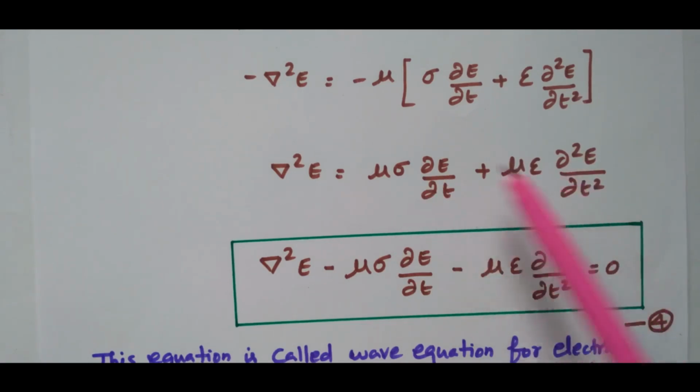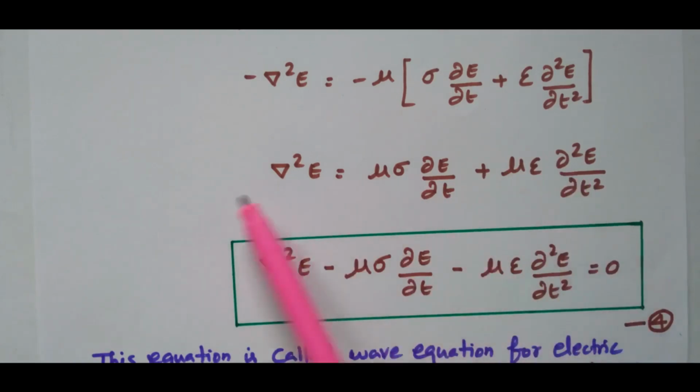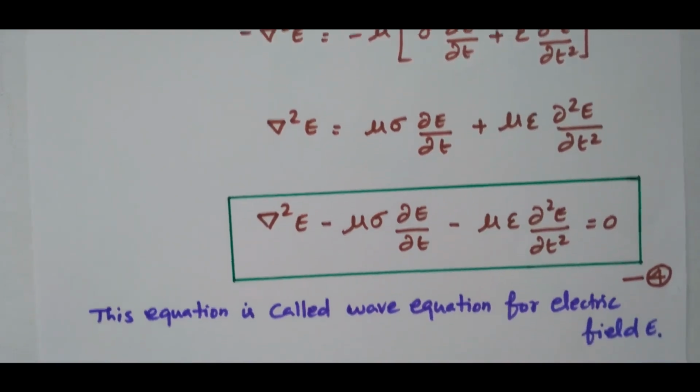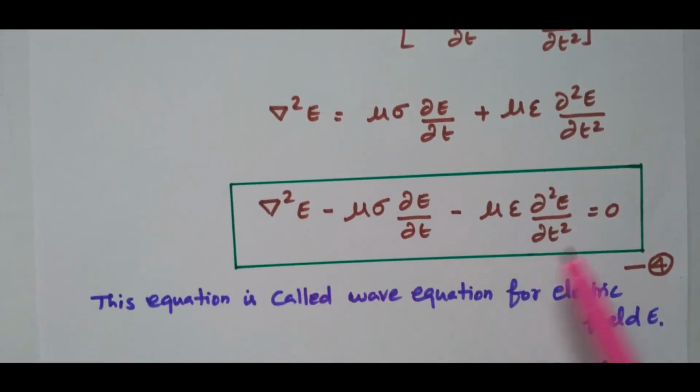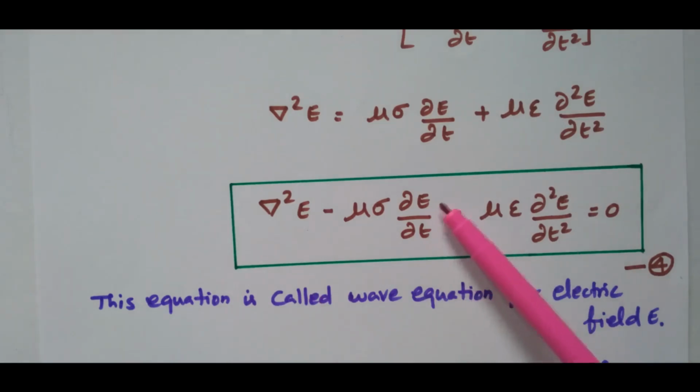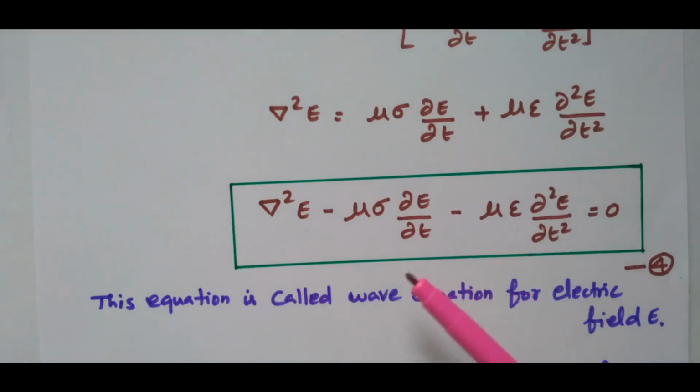Now bring these two terms to the left hand side. So del square E minus mu sigma dou E by dou T minus mu epsilon dou square E by dou T square equal to 0. This is the wave equation for the electric field E.